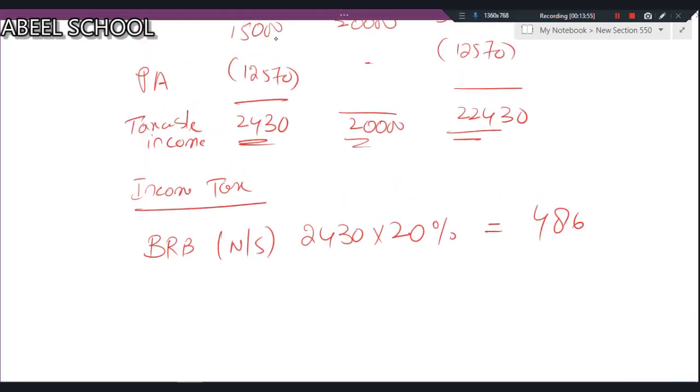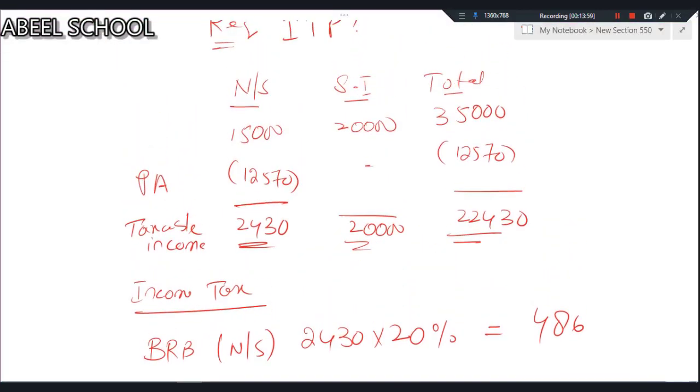Now, dear student, listen carefully. Taxable income after deducting the personal allowance in the column of non-saving is less than 5,000. You can see this. The taxable income after deducting the personal allowance in non-saving column is 2,430, which is less than 5,000. Since the taxable income after deducting the personal allowance in the column of non-saving is less than 5,000, that is why, dear students, starting rate band concept comes into action.